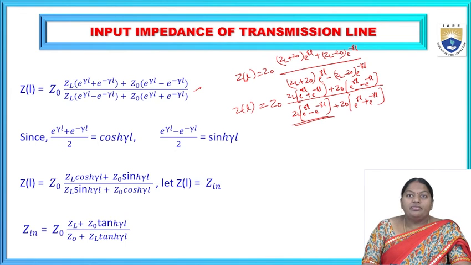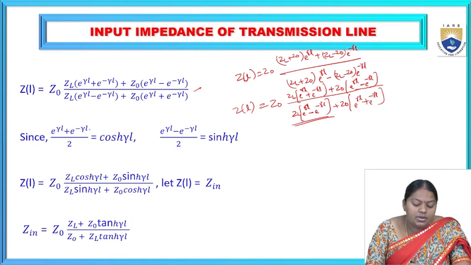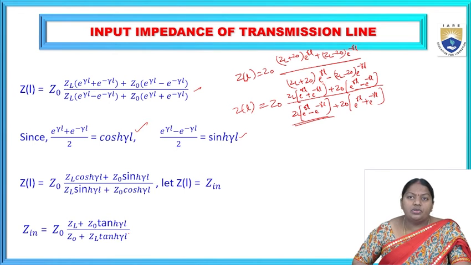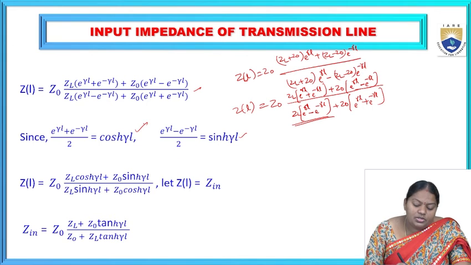To simplify further, e power gamma L plus e power minus gamma L by 2 is the formula for cosh gamma L. Similarly, e power gamma L minus e power minus gamma L by 2 is sinh gamma L, where h is for hyperbolic functions. If we substitute these, then Z of L is equal to Z0 into [ZL cosh gamma L plus Z0 sinh gamma L] by [ZL sinh gamma L plus Z0 cosh gamma L]. Here, the minus term means sin, and this is cos. Similarly, here it is cos and this is sin. That's why cos sin, sin cos.